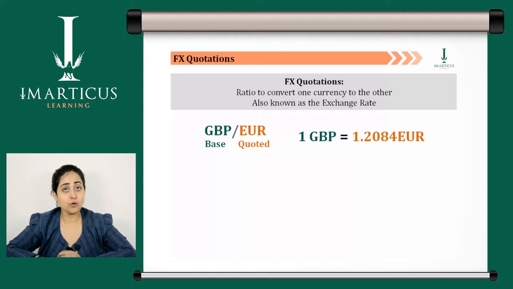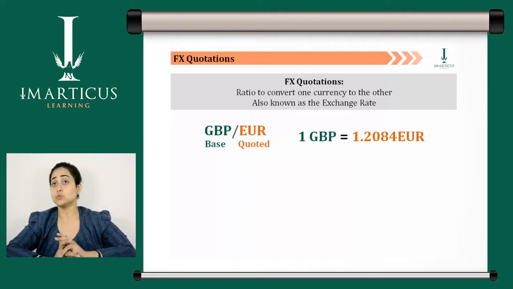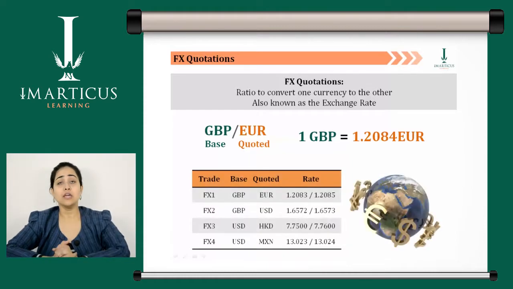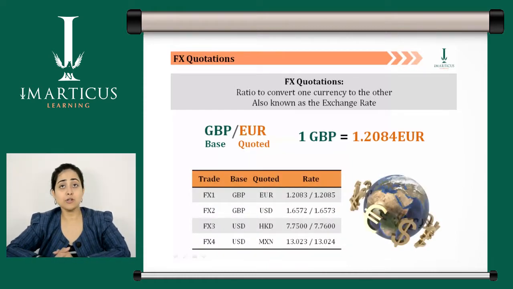When the exchange rate goes up, it means the value of the base currency is rising relative to the other currency. This is referred to as currency strengthening, and when the opposite is the case, it means the currency is weakening. For example, in FX1, the Great Britain pound is the base currency while the euro is the quoted currency.